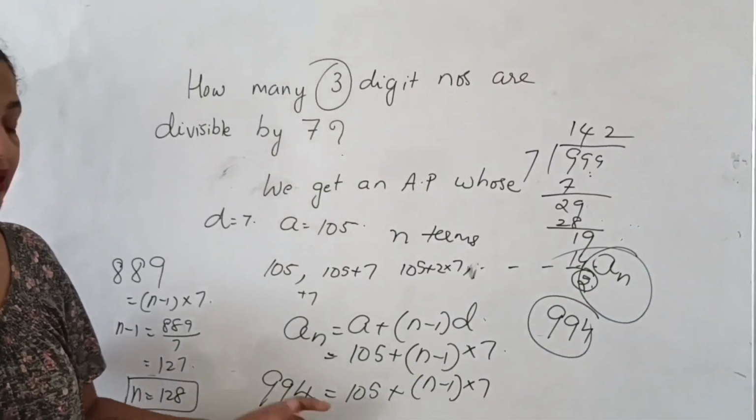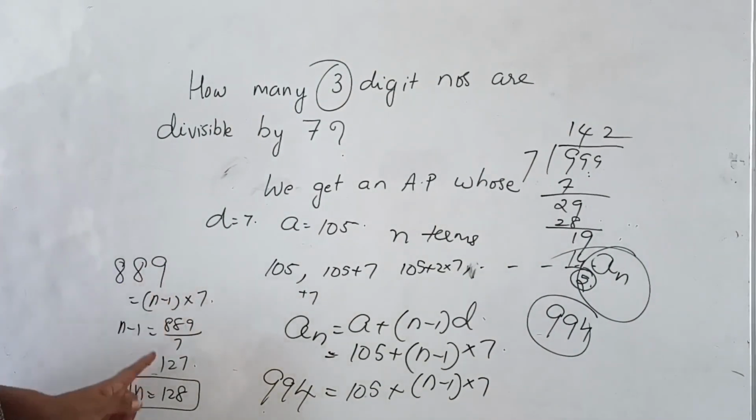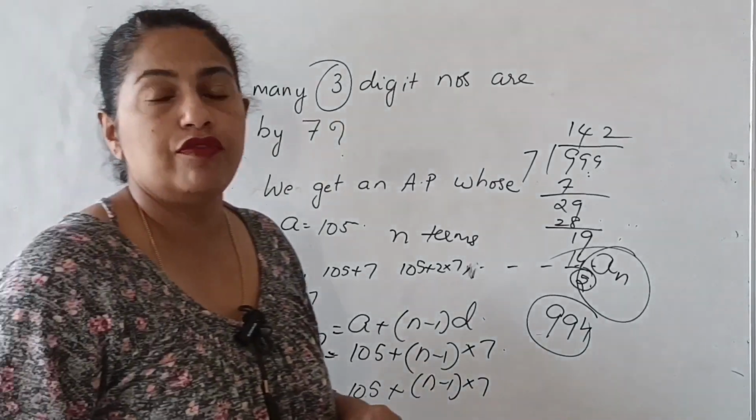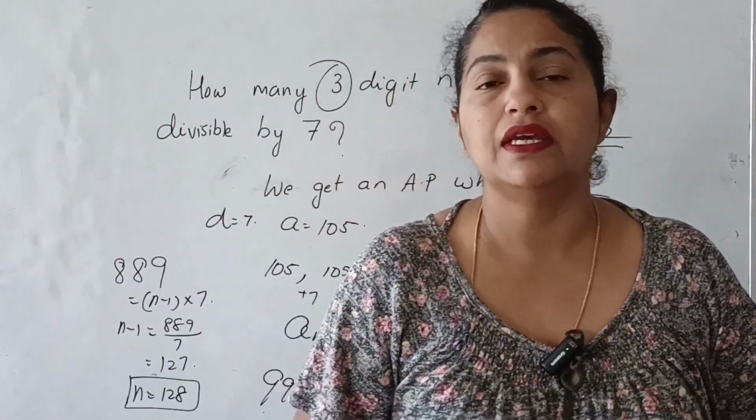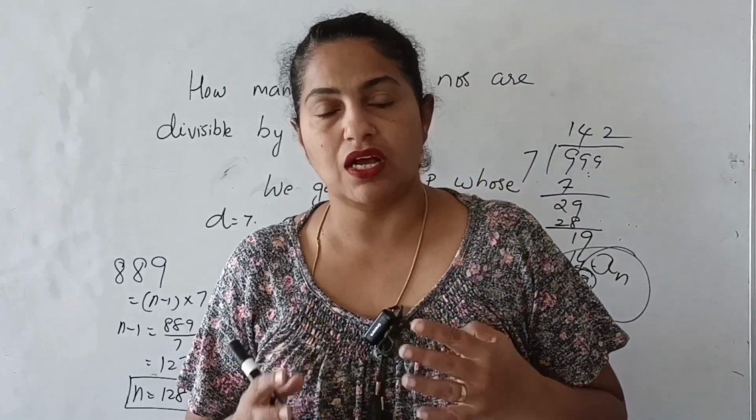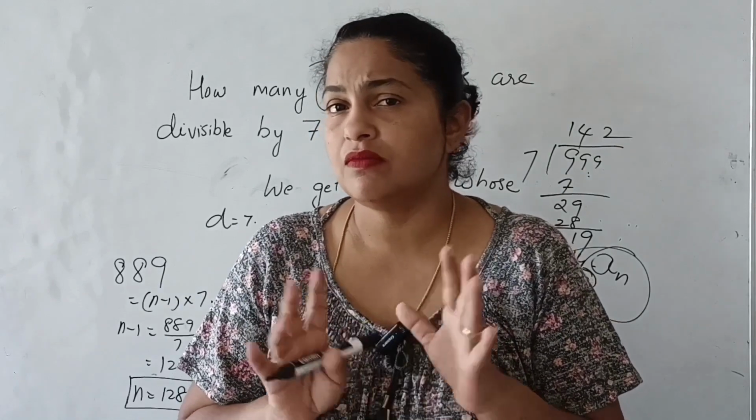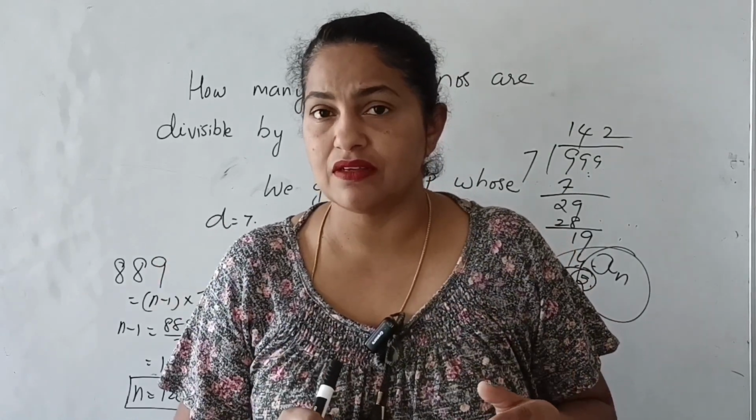So here you can see that I have taken 105 to this side, giving me 889, and I have solved for the value of n as 128. There are 128 numbers which are divisible by 7, which comprise 3 digits. Okay, so can we do one more sum which goes along the same lines?